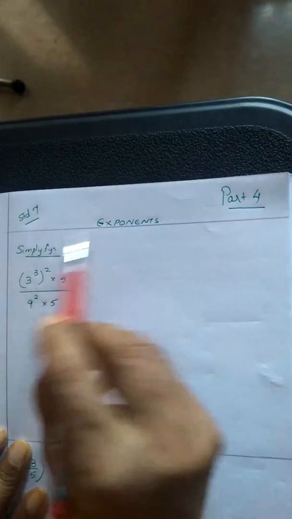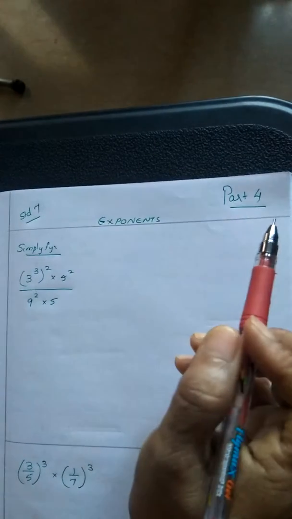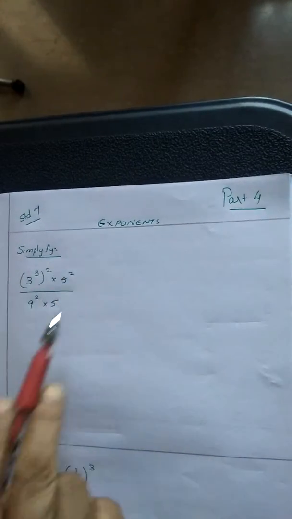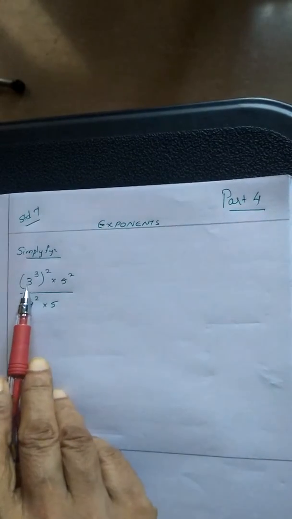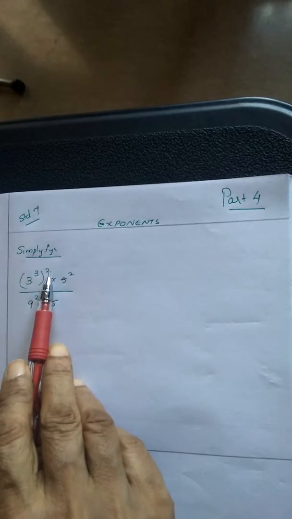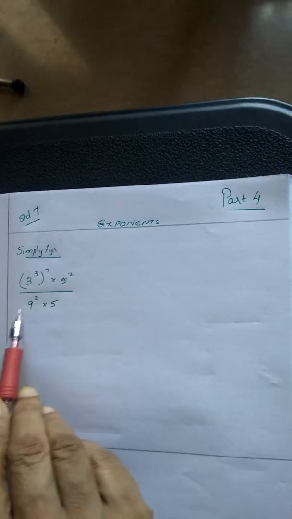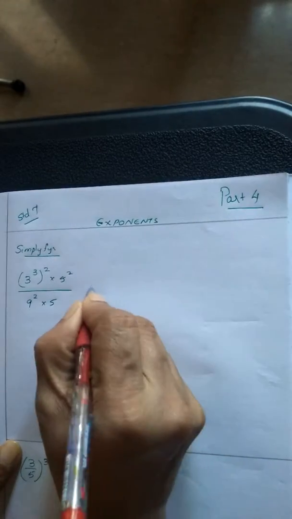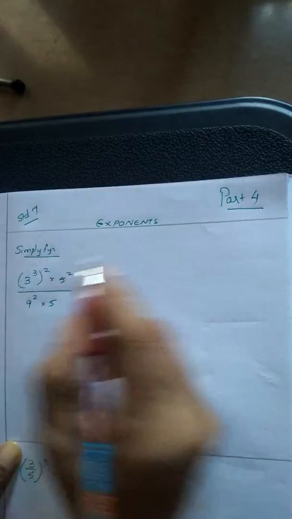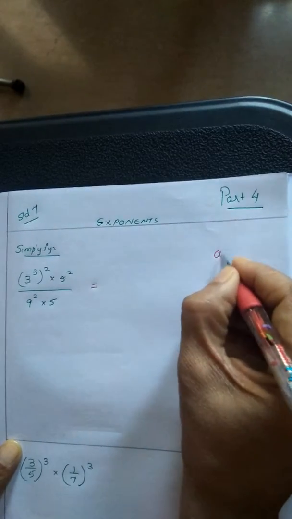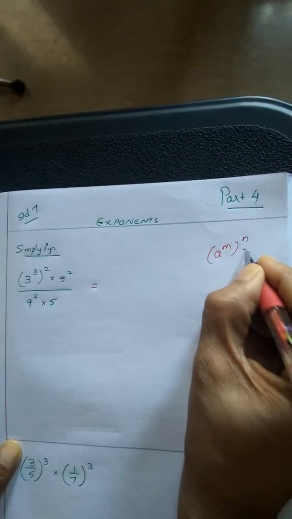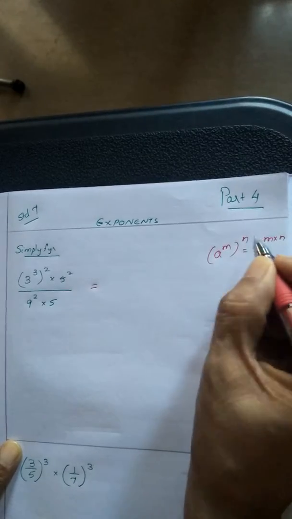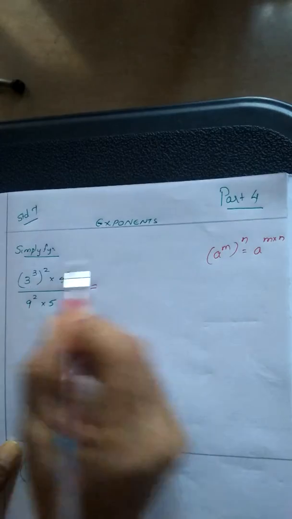The chapter is Exponents for Standard 7 and Part 4. We will do some problems on simplification. 3 cubed the whole squared into 5 squared by 9 squared into 5. So we can write this as (a to the power of m) whole to the power of n is equal to a to the power of m into n. You have to multiply. So this we can multiply.